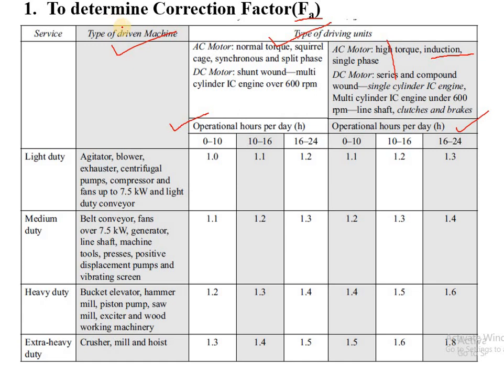At the same time, your driven machine is fans up to 7.5 kilowatt. So this light duty means up to 7.5 kilowatt. So this row and this column, the intersection is at 1.3. So FA is equal to 1.3.